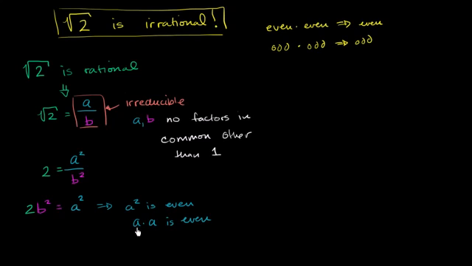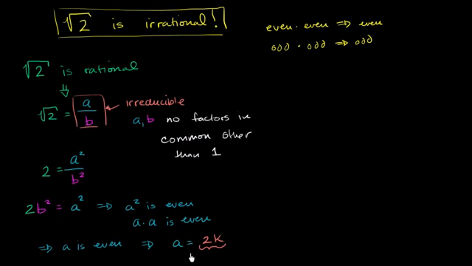So we have a number times itself. We got an even number. Well, the only way to get that is if that number is even. So this tells us that a is even. And another way of saying that a is even is to say that a can be represented as the product of 2 times some integer. So let's say some integer k.